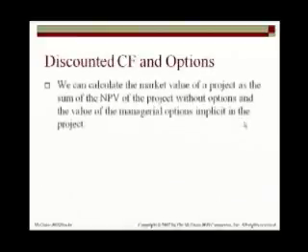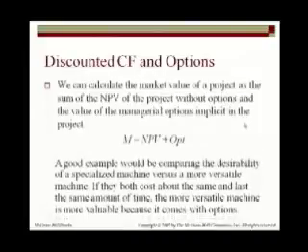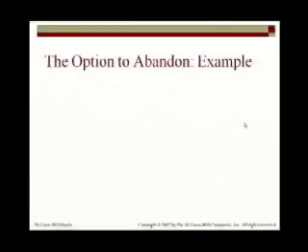Okay, we can calculate the market value of a project as the sum of the project without options and the present value of the options. So the market value is equal to the net present value plus the value of the options. A good example might be looking at a specialized machine versus a very general machine, and asking ourselves what the options are related to both of those. Let's look at the option to abandon.